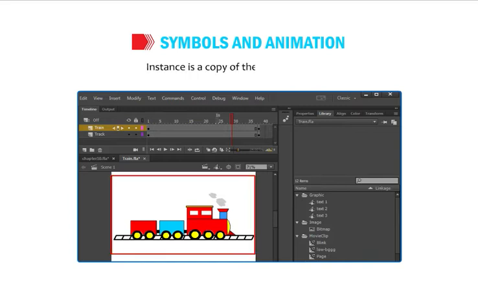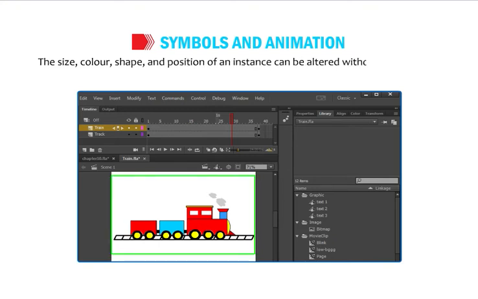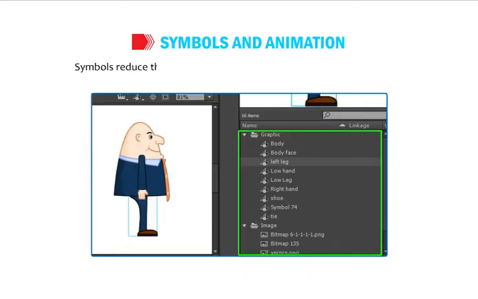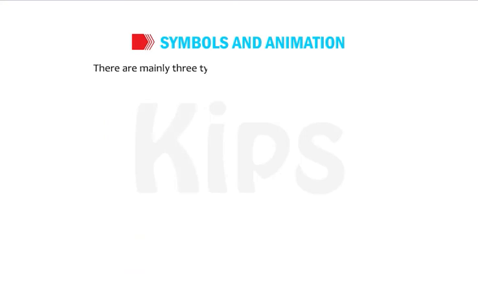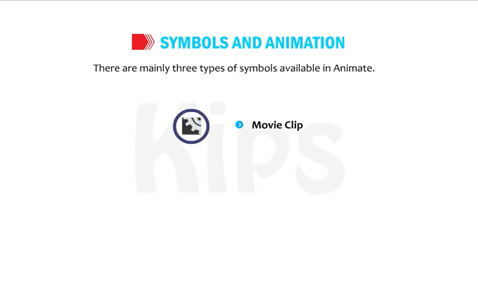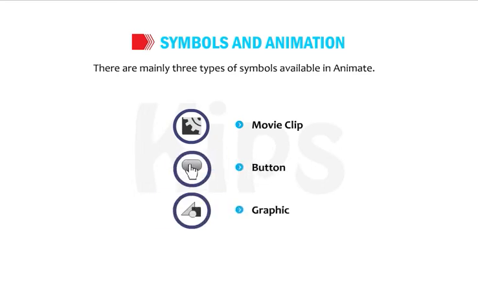An instance is a copy of the original symbol. The size, color, shape and position of an instance can be altered without affecting the original symbol. Symbols reduce the file size and simplify the editing process of a movie. If we modify the symbol, it will change all the instances. There are mainly three types of symbols available in Animate: movie clip, button, graphic.